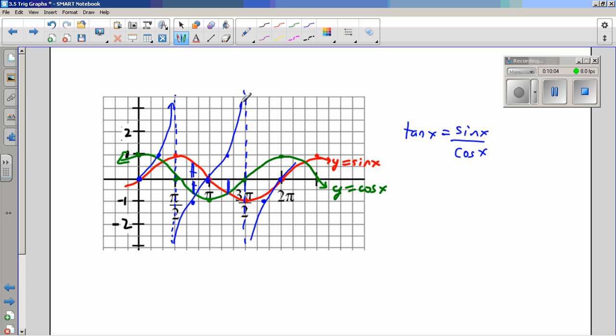Beautiful. So even if I forget some of the points, where it starts and so on, I can get it by doing a quick division in my head. However you think of it, however you remember it, this blue one, add it to your graphs of graphs that you need to know. Now you need to know 3 trig graphs. And then in the next video, part 3, we'll be talking about 3 more.